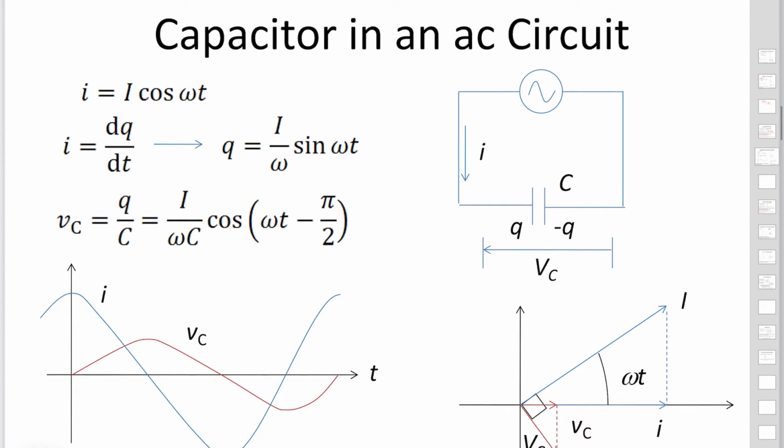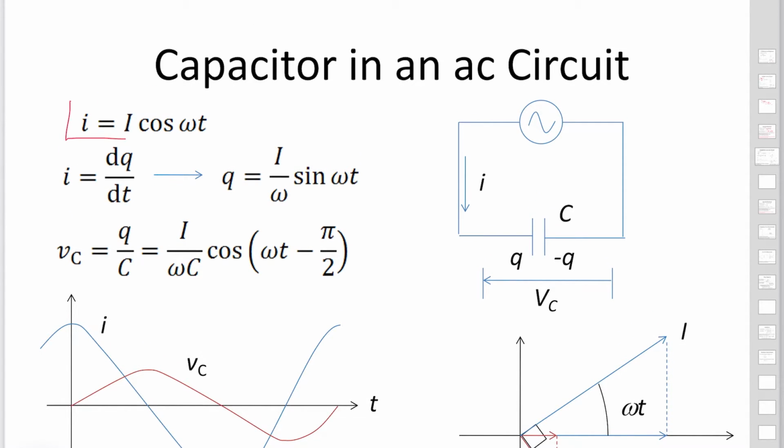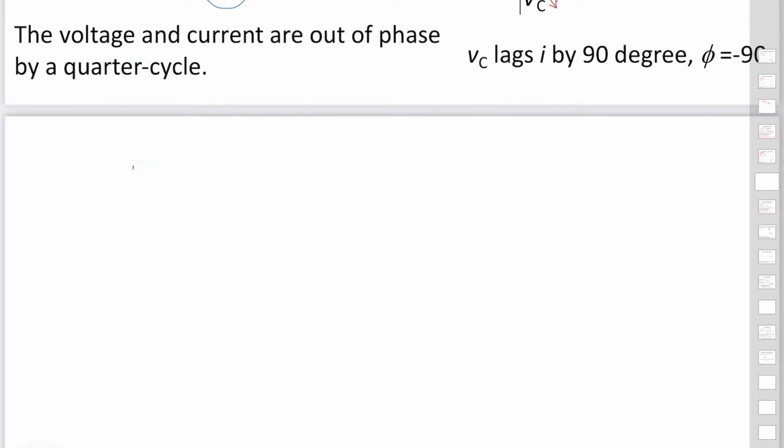Next element is a capacitor in an AC circuit. Again, we use the same expression for the current. Current and the charge on the capacitor are related: I equal dq over dt. So from this equation, the charge on the capacitor is the integral of I dt. Then you can substitute I equal I cosine omega t.